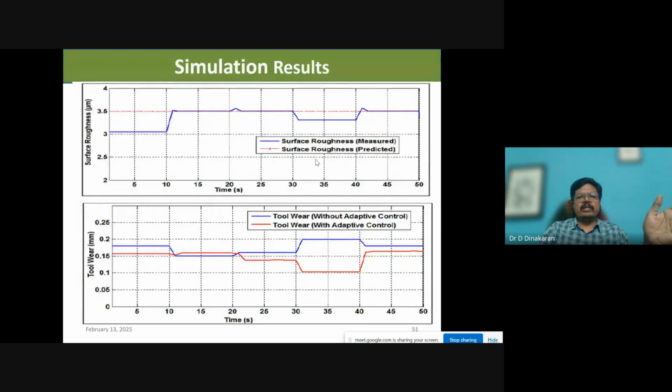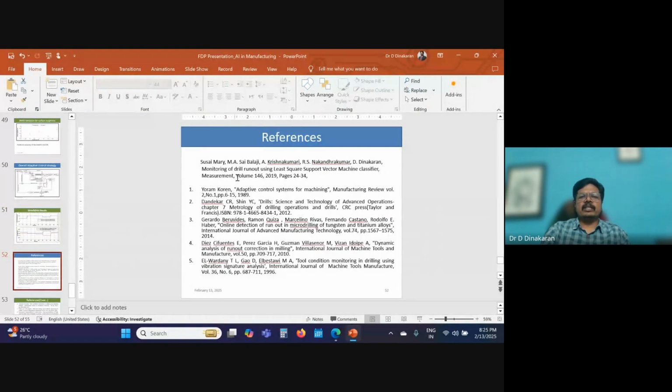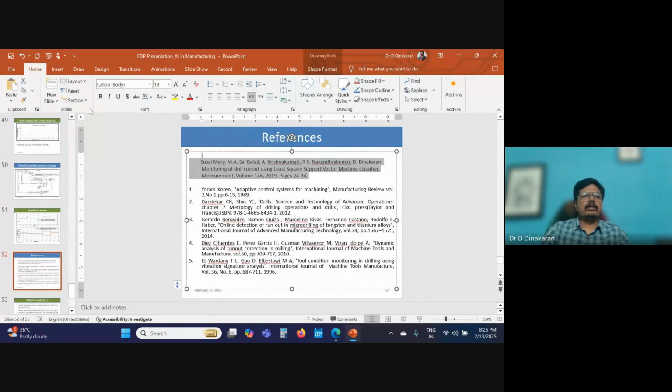In the implementation, you can see the machine is not working in one set of conditions. It is altering the speed and feed of the machine with the input of tool life and surface finish. You can see here how it is altering the speed and feed, thereby improving the tool life and the surface finish. Those things you can see here. With this, maybe it's very difficult to understand all the things. Maybe you can see this paper.